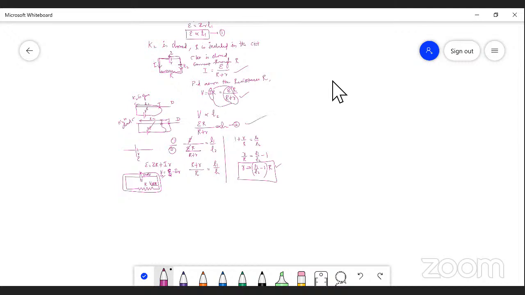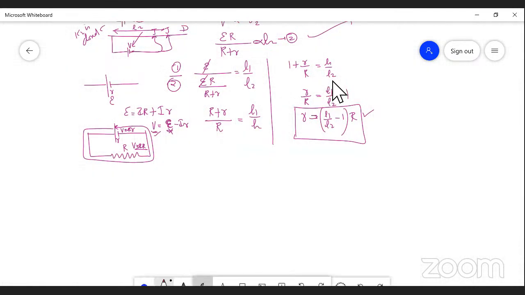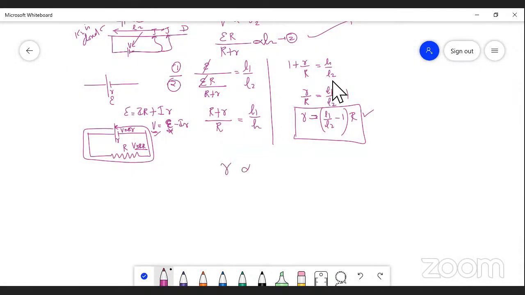And dividing these two expressions, 1 and 2, you will get small r is equal to (L1 by L2 minus 1) into capital R. With this, we can calculate the internal resistance of the cell. And if you look at the expression, it's very clear that small r is directly proportional to capital R.